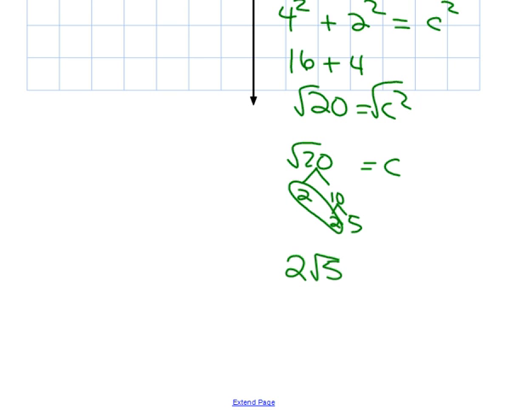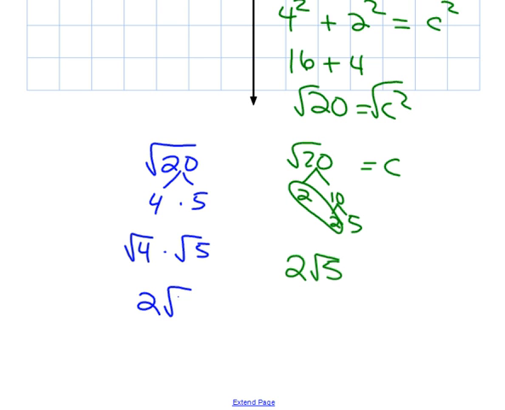Or you can also see it as find the perfect square in there, 4 times 5. So the square root of 20 is the same thing as the square root of 4 times the square root of 5. And we all know the square root of 4 is 2. So our magnitude is 2 root 5. However you break down radicals is up to you. You either use the tree or you use perfect squares.